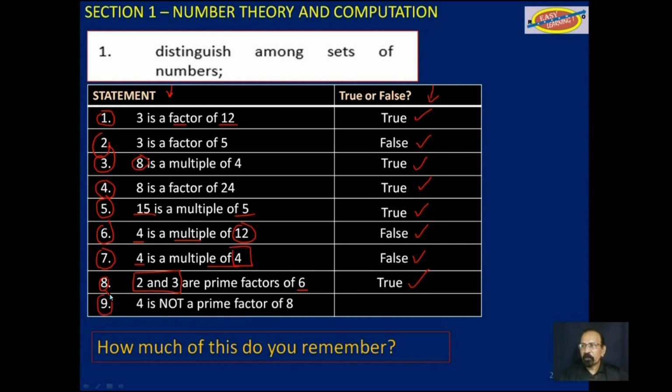And finally, 4 is not a prime factor of 8. Now, is 4 a factor of 8? Yes, we can divide 8 by 4 without a remainder. But 4 itself, is it a prime number? No, we can further divide 4 by 2. So the answer to this is that while 4 is a factor of 8, it is not a prime factor of 8. So that statement is true. 4 is not a prime factor of 8.